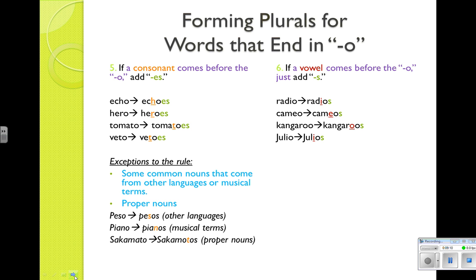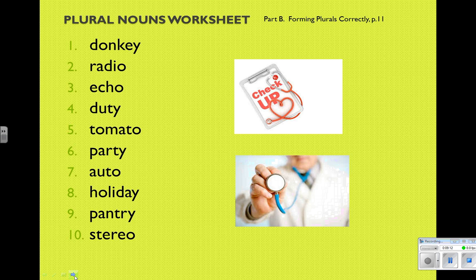All right, you ready to check yourself? Good, do it. Pause this, and again, we're on your worksheet, and you're doing 1 through 10. So take 10 seconds and check yourself. Pause this. Hit play when you're ready to check your answers.